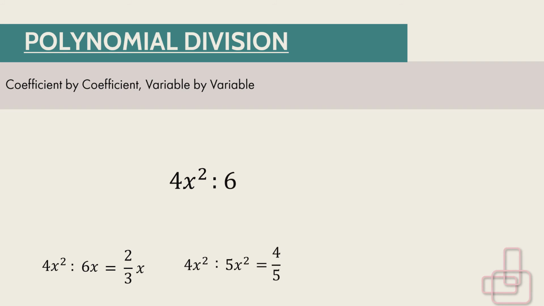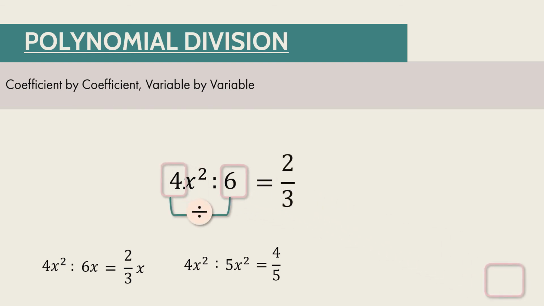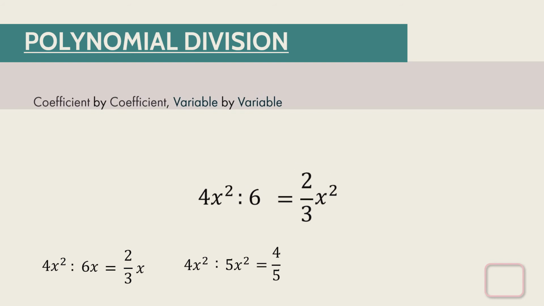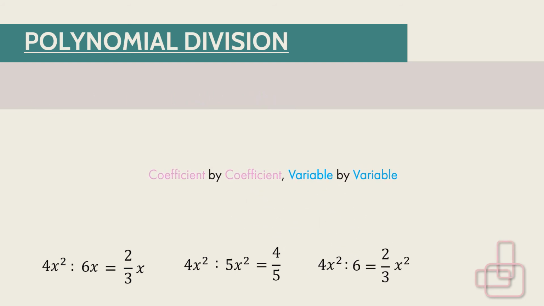4x squared divided by 6. Again, we divide the coefficient of the dividend by the coefficient of the divisor. 4 over 6 is 2 over 3. And because we have no variable part in the divisor, we keep the variable part of the dividend untouched. It is still 2 over 3x to the power of 2. Okay, so again, the key is we divide coefficient by coefficient, variable by variable.